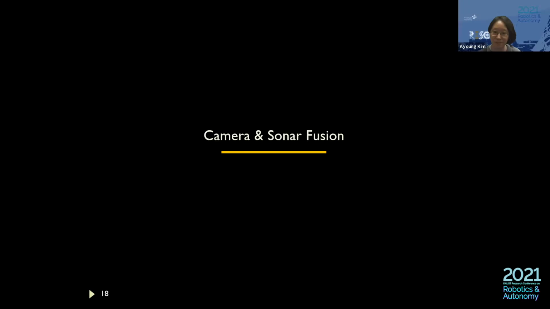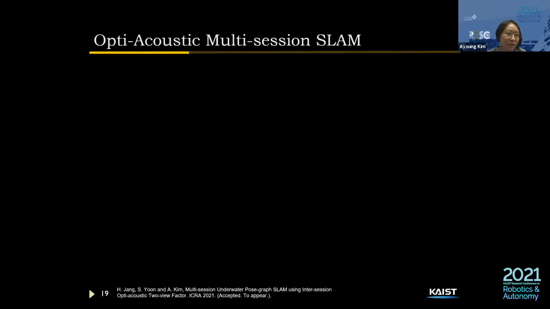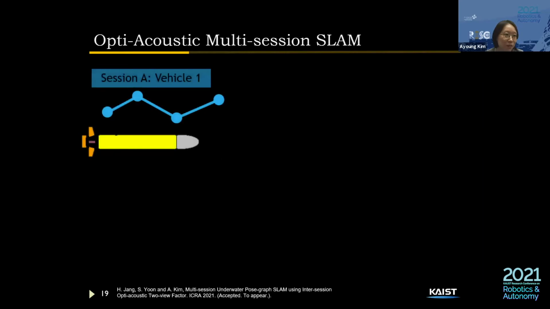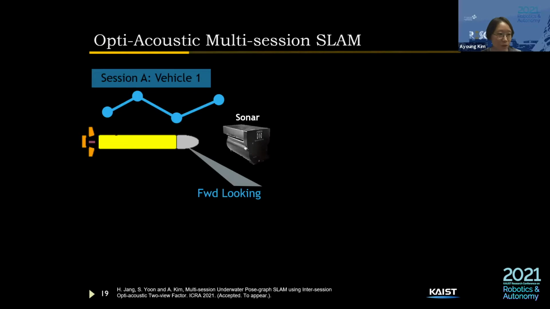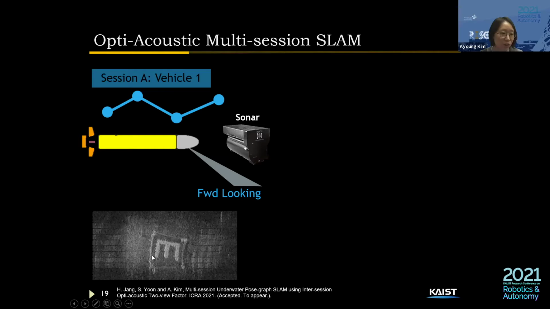Okay, so that was the first part of this talk. And the second half of this talk is about a more recent work of our group, which was recently accepted for ICRA. We want to know what we can do for the case when the first vehicle has a sonar, and sonar has longer range and can detect images like this. So you can see farther, and regardless of the water condition, you can detect an object even if the water is not clean enough, which is a very nice thing about using sonar.